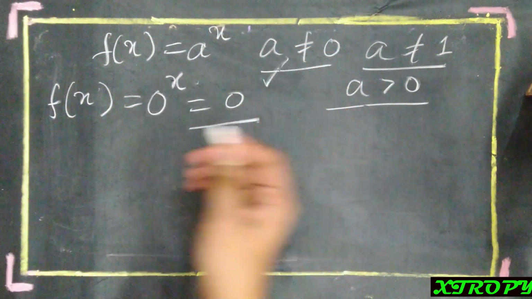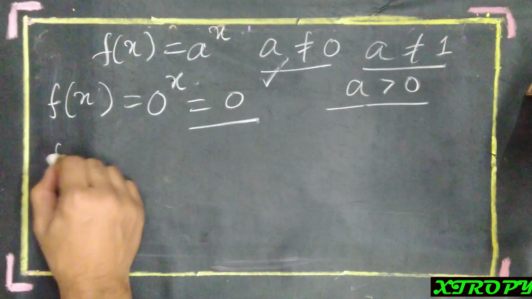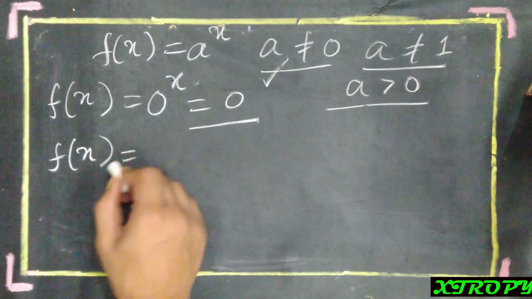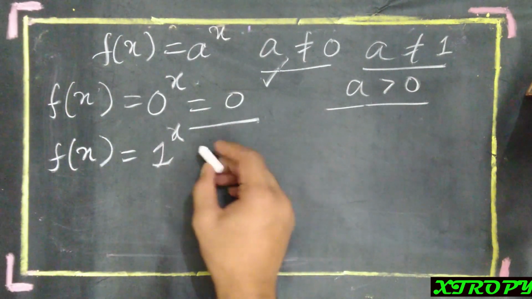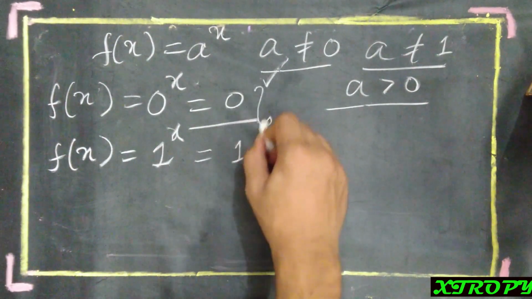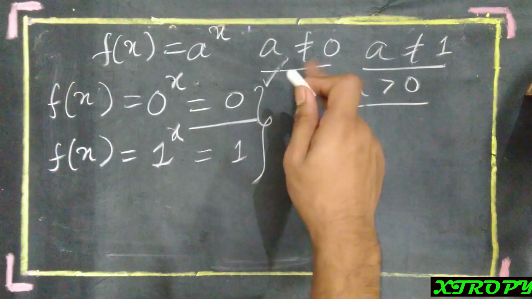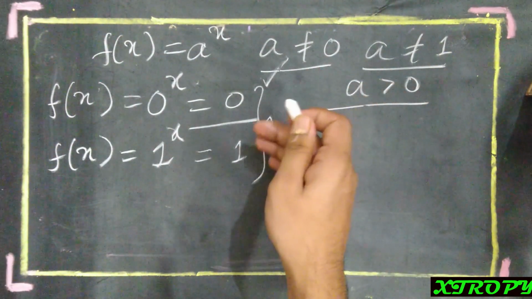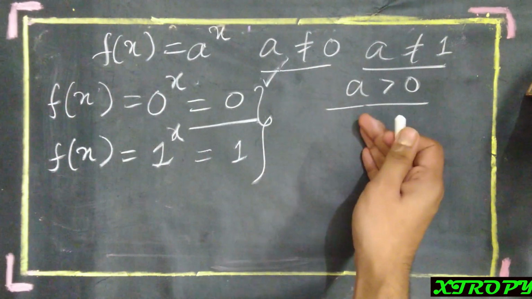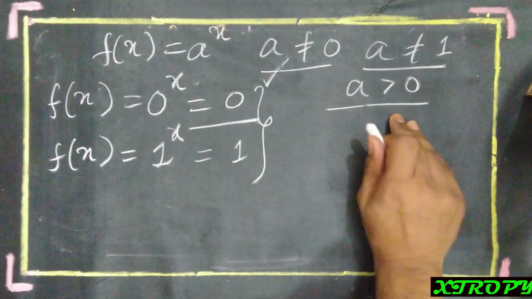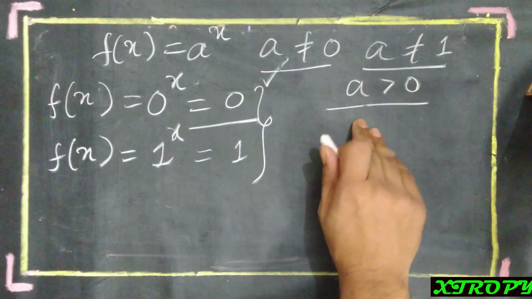The reason is similar, that if your base is 1, then f(x) equals 1 to the power x, and 1 to the power anything will give you 1. Therefore, we avoid these two values of the base because they give us just mere constants. Now let us understand why we do not take a as a negative value and why we always prefer a to be more than 0.